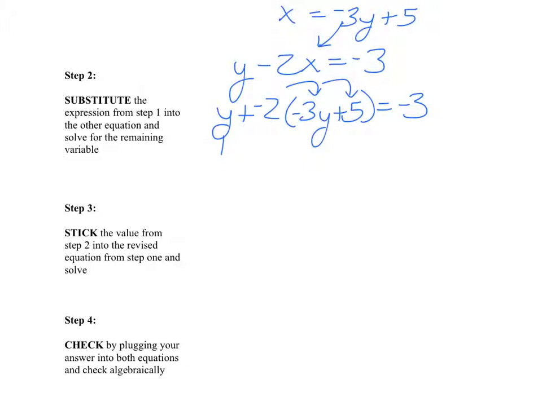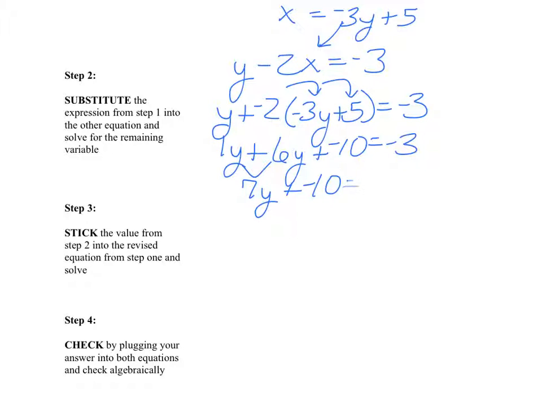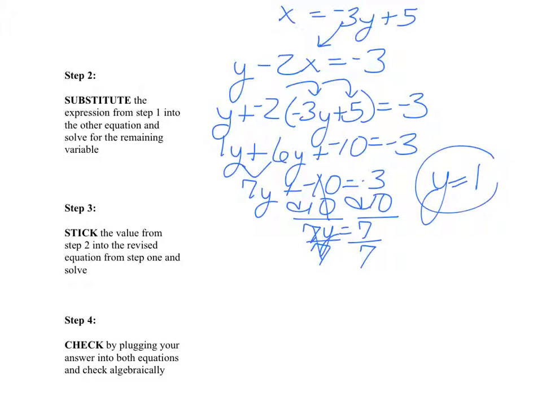Distribute through the parentheses, so 1y plus 6y plus negative 10 needs to equal negative 3. Combine like terms, 7y plus negative 10 needs to equal negative 3. Add 10 to each side. We end up with 7y equaling 7. Divide both sides by 7. We get y equaling 1. One of your answers is not always going to equal 1. That's just how it's working out for these two problems.